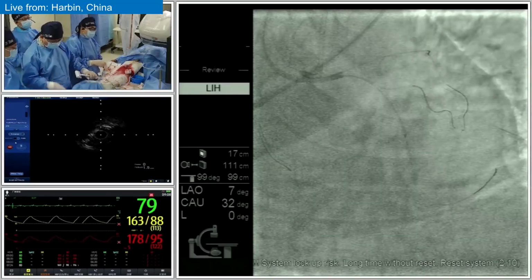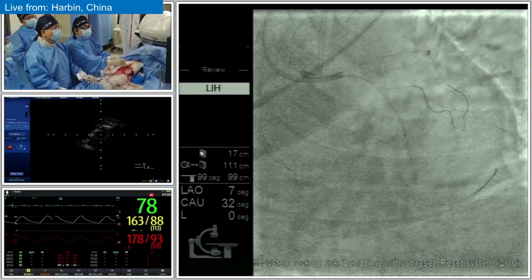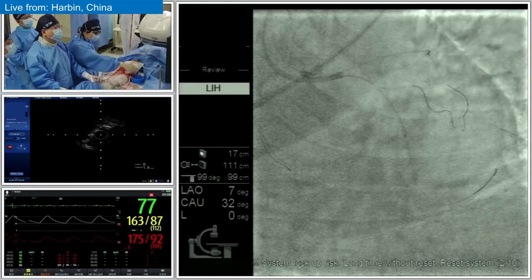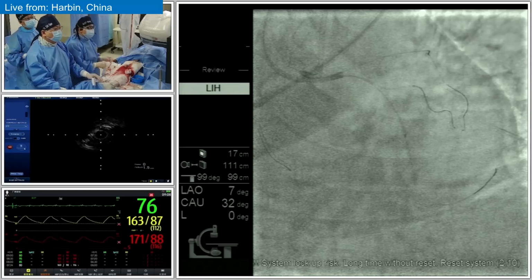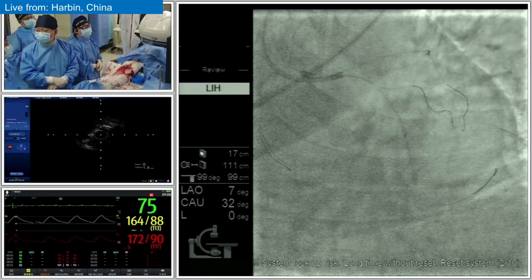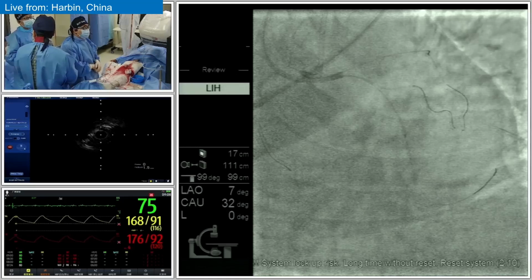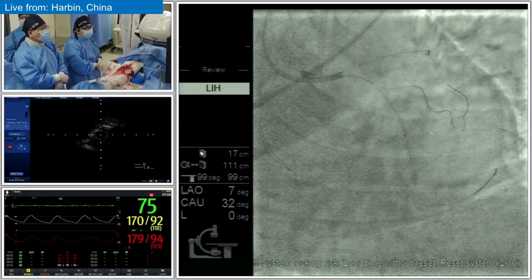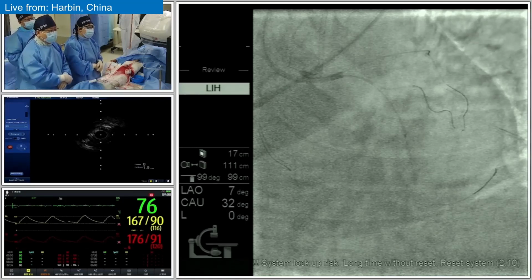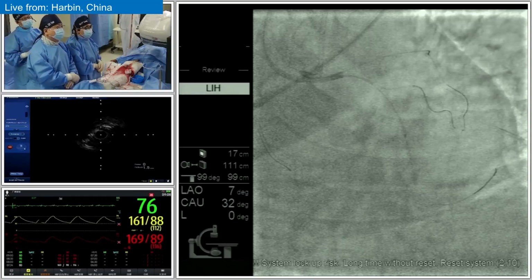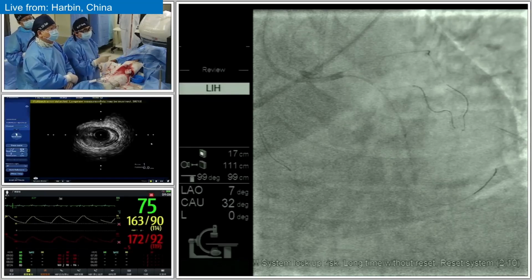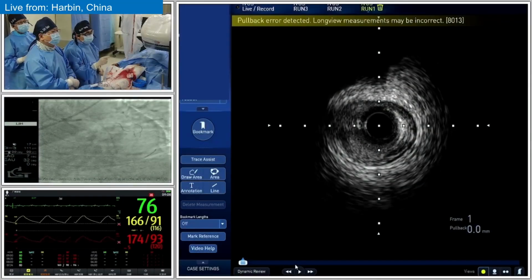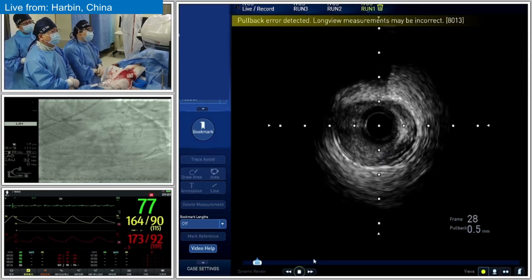For this patient, intravascular imaging is also important to help us find the location of the proximal cap and to confirm the location. So we performed an IVUS pullback from the OM to find and confirm the location of the proximal cap.